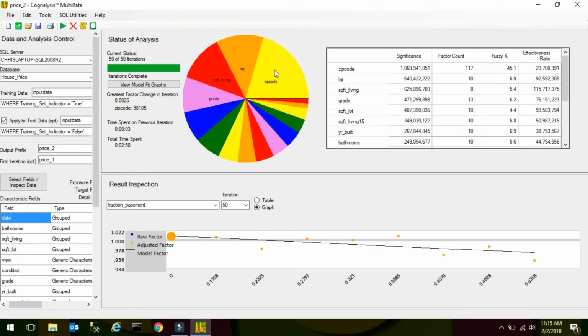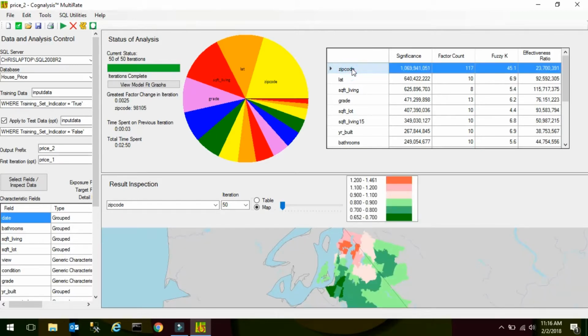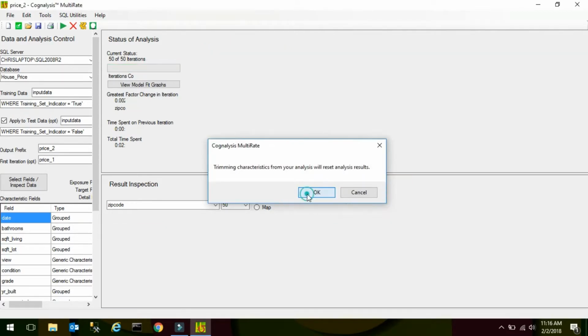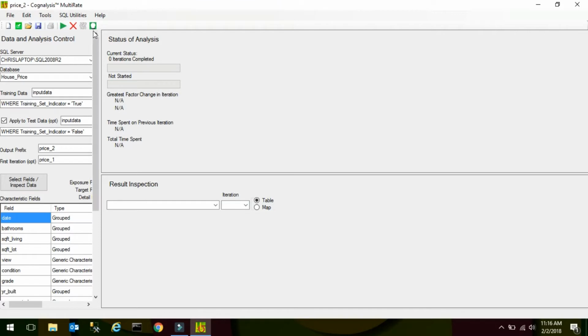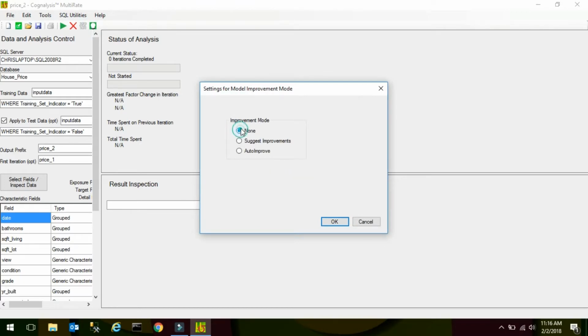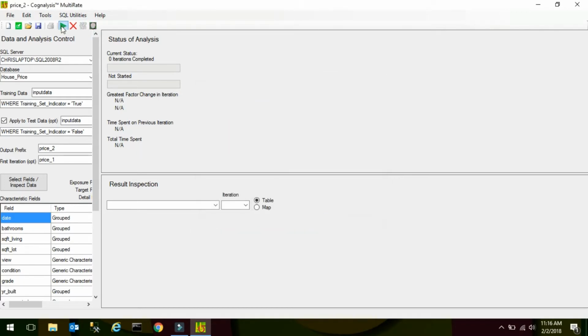So let's say for this particular model that we want to see what happens if we get rid of zip code. We want to see how important that field actually is to our model. And so we could right-click on this and say Trim Characteristics. So we'll trim that out, and we can restart our model. Notice though that our Auto Improve is still set to run. If I just want to create this one model, I don't want to then go in and have it create additional models after that, I'm just going to change that to none. So it just runs this model.